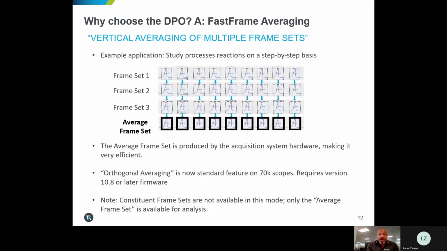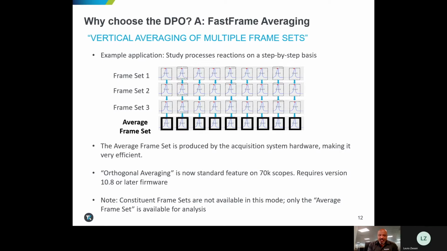Some features of the DPO which help the engineer or customer in evaluating the performance are vertical averaging of multiple, or fast frame averaging, which is essentially vertical averaging of multiple frame sets. So each one of these ensembles is collected, say in frame 1, frame 2, and frame 3. And these are the characteristics, the behavior of the clock over time.